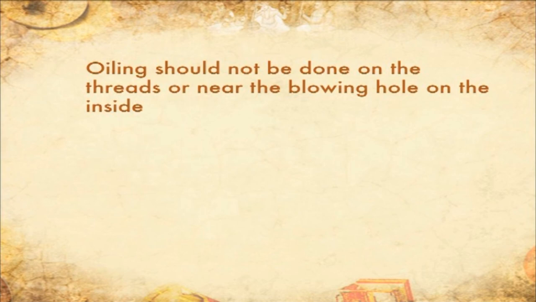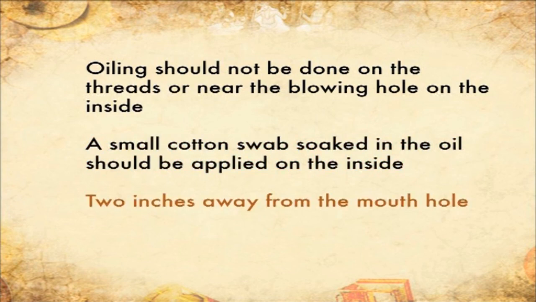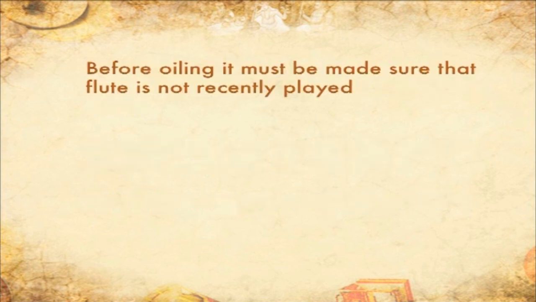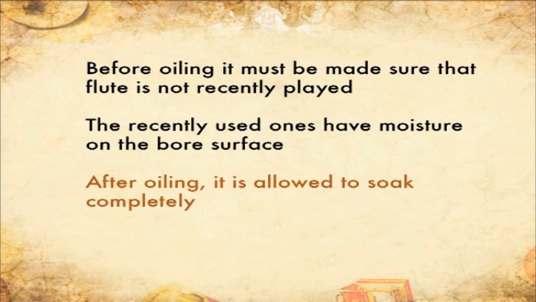Oiling must never be done on the threads or near the blowing hole on the inside. A small cotton swab soaked in the oil should be applied on the inside about 2 inches away from the blowing hole. It must be made sure that the flute is cold before oiling, that is, not recently played, because recently played flutes have moisture on the bore surface. After oiling is done, it is allowed to soak completely.